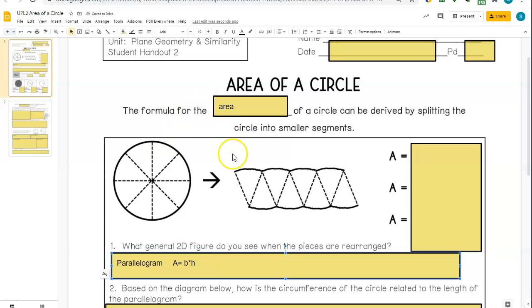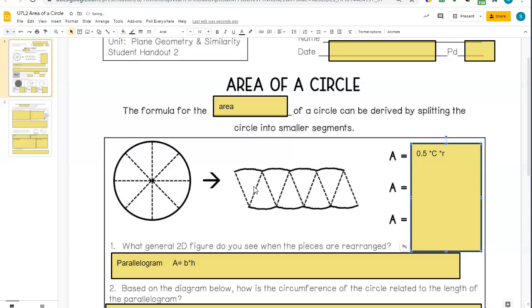So if we cut these segments smaller and smaller and line them up the same way, you'll notice that half the wedges are pointing up and half the wedges are pointing down. That means this curve along the bottom is about half the length of the circumference. So I'm going to put 0.5 to represent half, times the circumference, times the height here, and the height here is 1 radius. Alright?